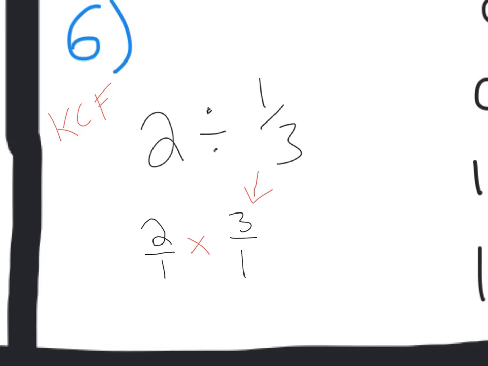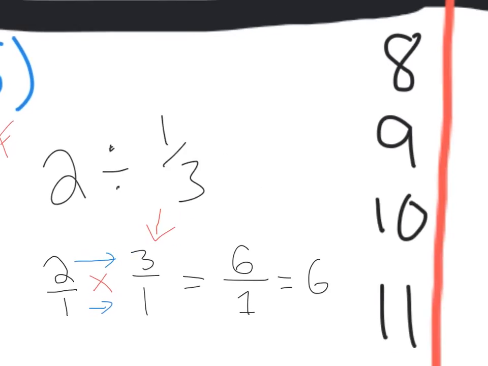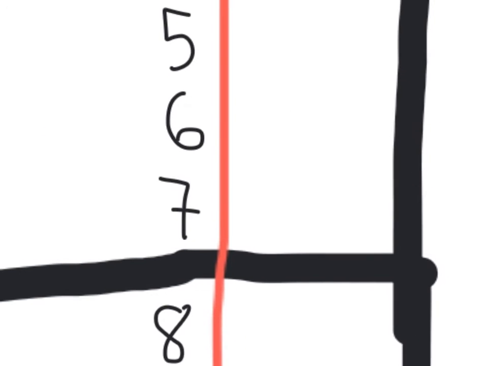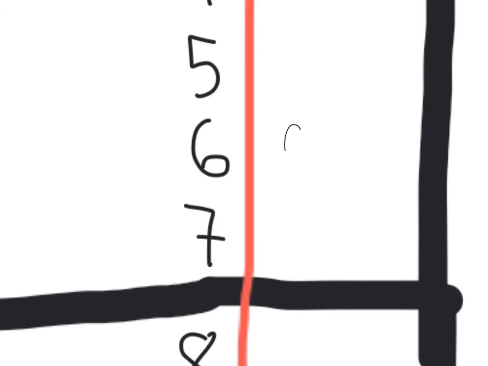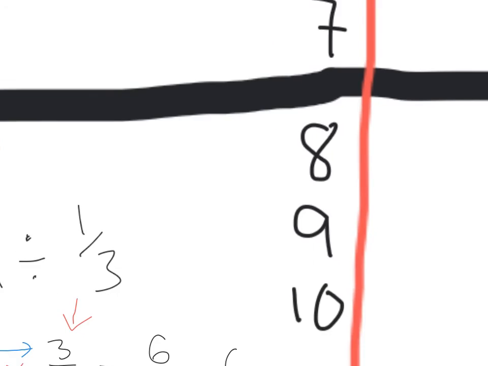And now you try to cross cancel if you can, but here we cannot cross cancel. So let's just go ahead and multiply straight across the top and the bottom to get our answer. 2 times 3 is 6, and 1 times 1 makes 1, and we know that 6 divided by 1 is 6. Any whole number divided by 1 is just itself. Okay. Go ahead and put your answer in your answer column. So this was number 6, and what do you know, the answer was also 6. Okay, one more.